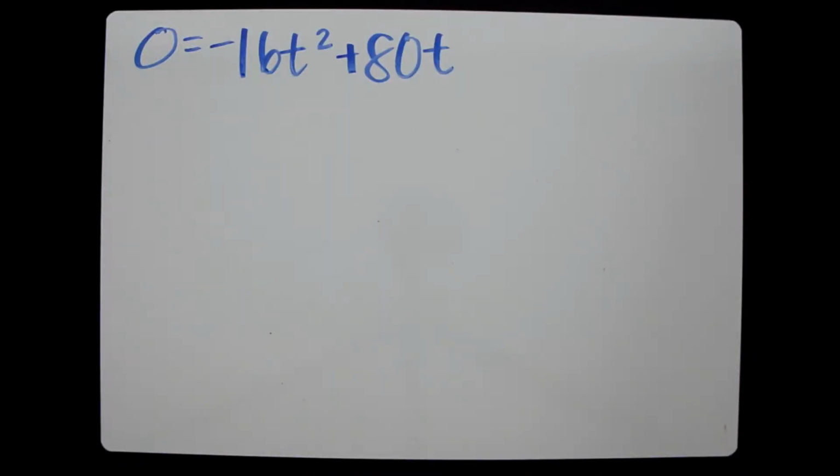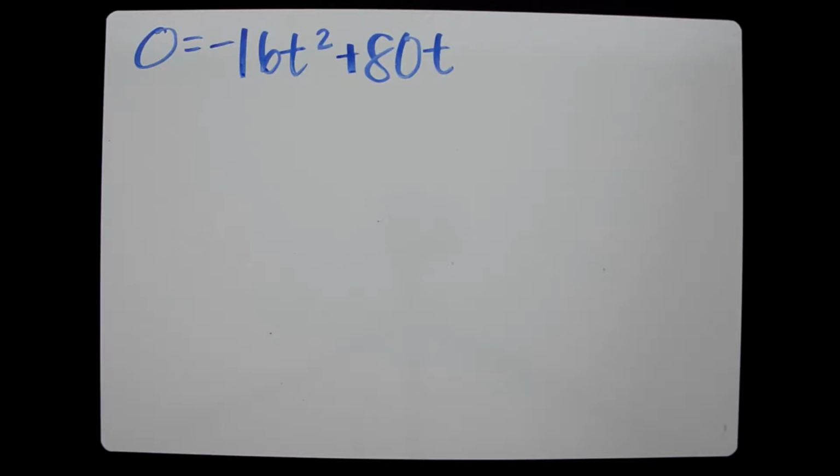Instead of writing out the entire word problem, I'm just going to go ahead and read it. It says the quadratic equation 0 equals negative 16t squared plus 80t gives the time t in seconds when a golf ball is at the height 0 feet. How long is the golf ball in the air? So essentially we're going to use the quadratic formula to figure out when this golf ball lands.